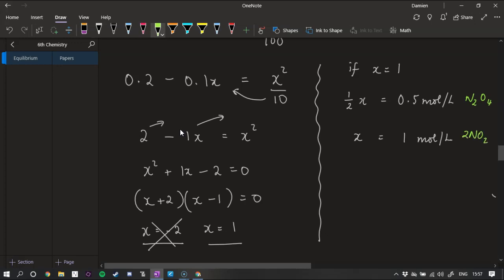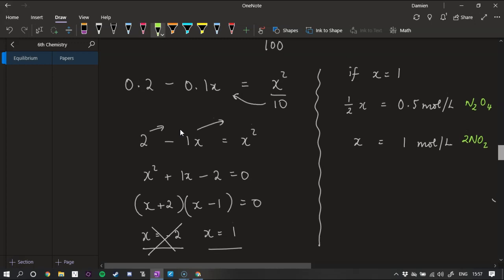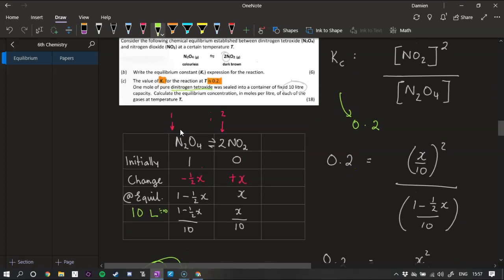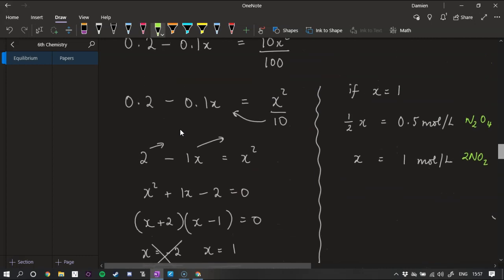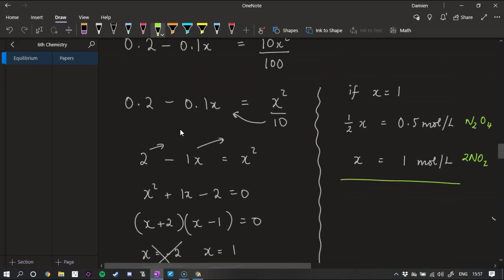Again, some people look at it and kind of go, why didn't you double the 1 to 2 because you've got 2NO2? Because we said that 2NO2 was just x. So 2NO2 equals x. So that's where you get that. And that's the final answer there.